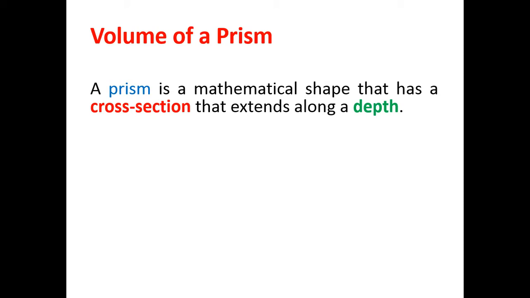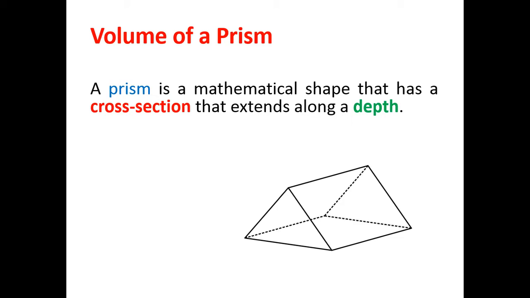A prism is a mathematical shape that has a cross-section that extends along a depth. Here is a triangular prism. We'll stick in some hidden lines, and I hope you can recognize the cross-section is the front surface, which is a triangle, which is why we call it a triangular prism. And if we extend that along to the back, it remains a triangle.